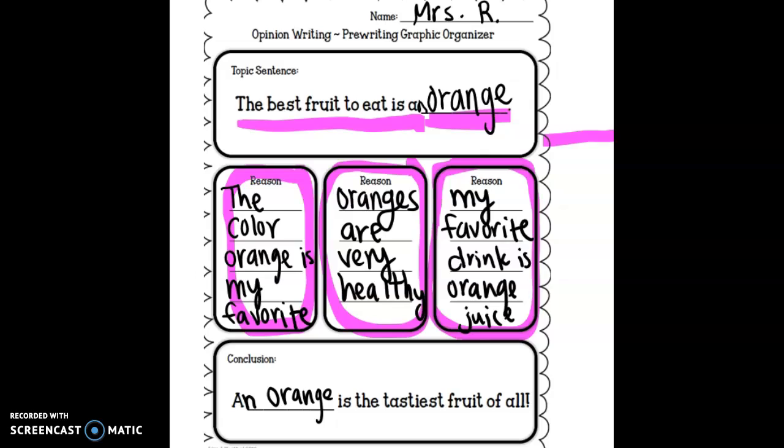Then we move on to our conclusion. And once again, an orange is the tastiest fruit of all. So you restate your opinion.